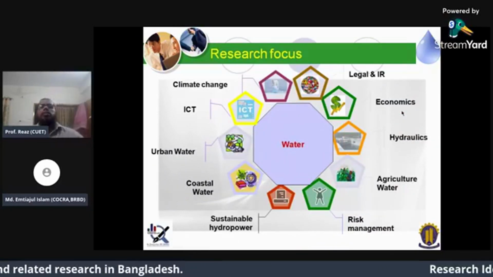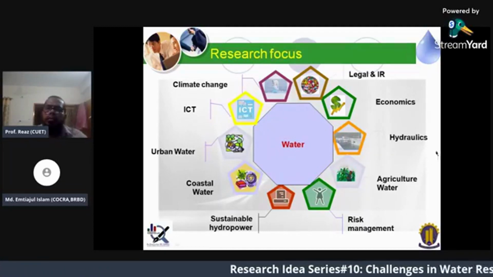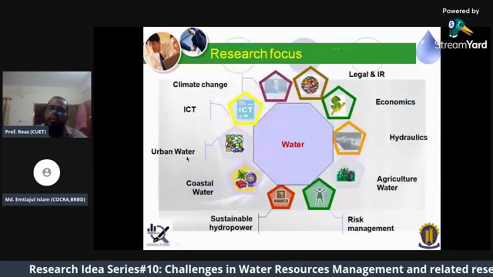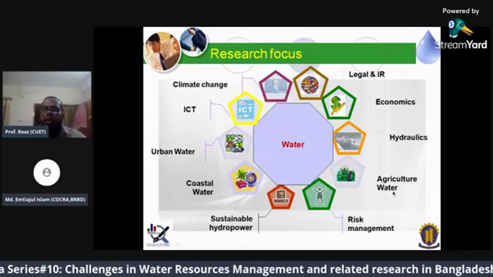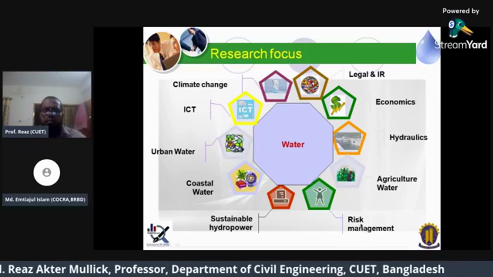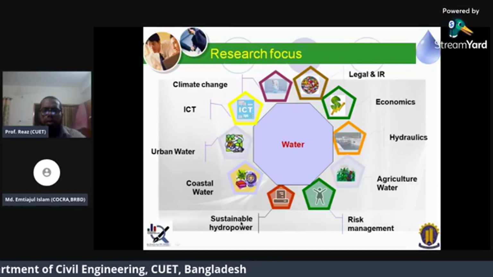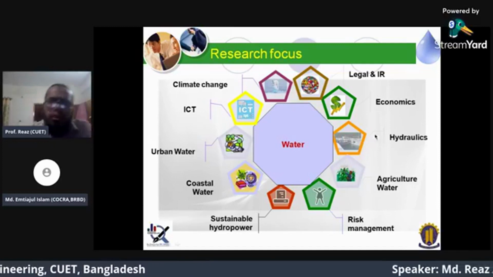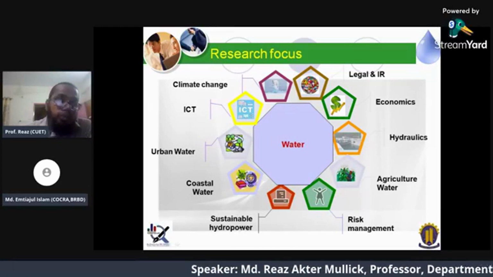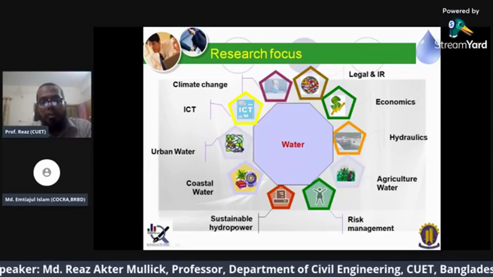This is something the research focus nowadays in the water sector. I can start from here because this is something the hydraulic structure or hydraulic engineering. So this is hydraulics, agriculture water for the irrigation, risk management, particularly for the disaster, sustainable hydropower. People realize that hydropower or hydraulic structure was mostly for the hydropower. The hydropower is creating an environmental problem, so people started thinking for sustainable hydropower.